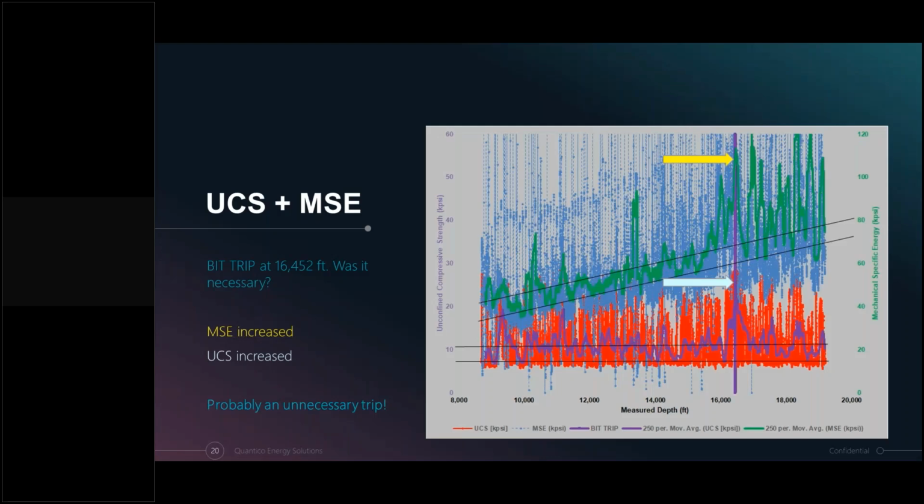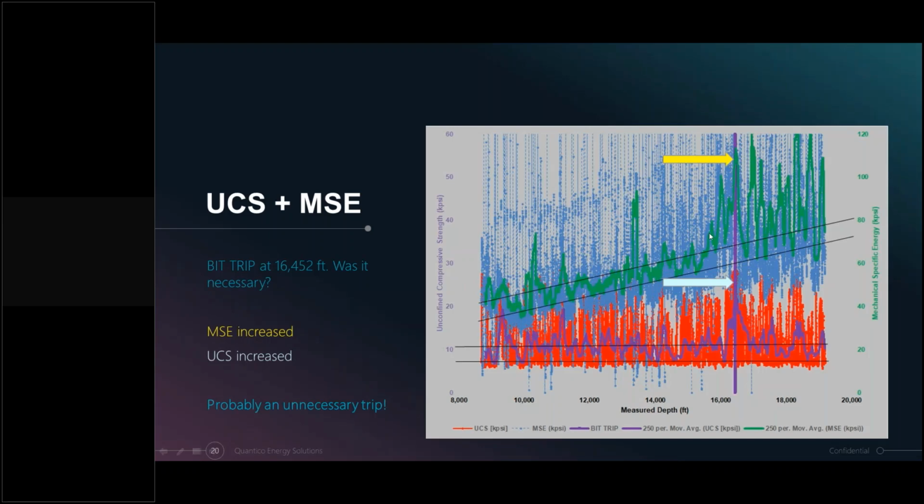So using the same data, this is an example of a real situation. This was a Permian well, in the lateral section. There was a bit trip made at about 16,000 feet. What the operator was seeing here was that the MSE was climbing and the ROP was decreasing. And I think the concern was that there was a lot of drilling that had already happened, and maybe the bit was getting prematurely worn.